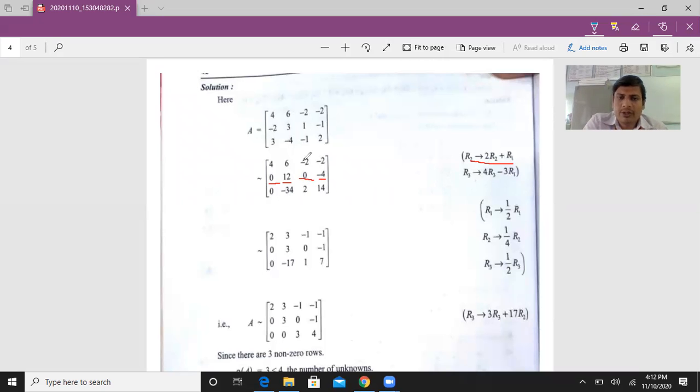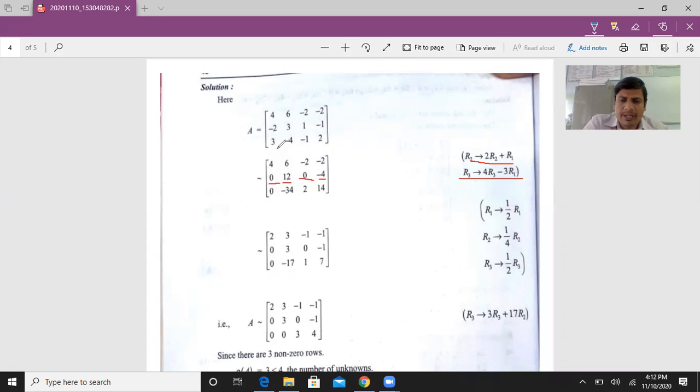Next come to the third row, that is R3. R3 equal to R3, 3 is there. Here 4 for R1 is 4, R2 is minus 2. That's why R3 equal to 4 R3 minus 3 R1, multiplying 4 to the third row and multiplying 3 to the first row. See here, this is the operation: 3 into 4 is 12, 4 into 3 is 12. That is plus 12 minus 12, that is 0.